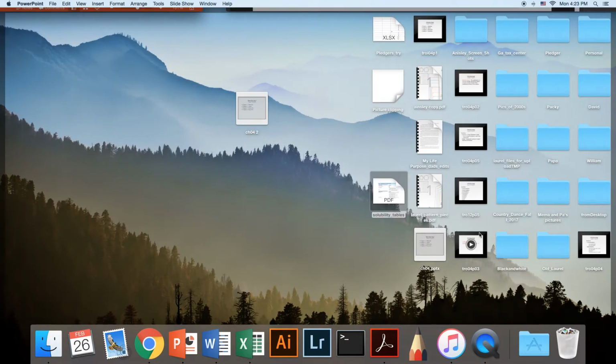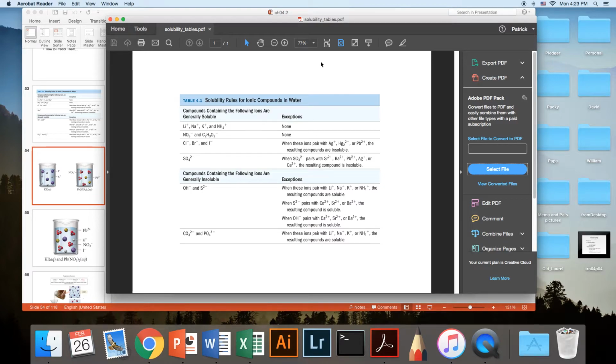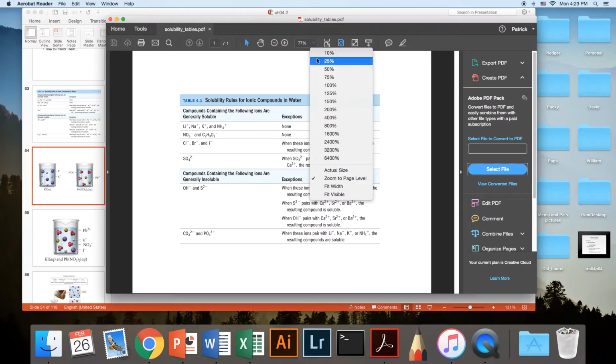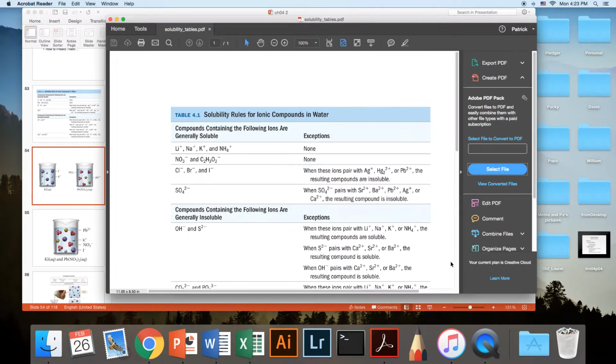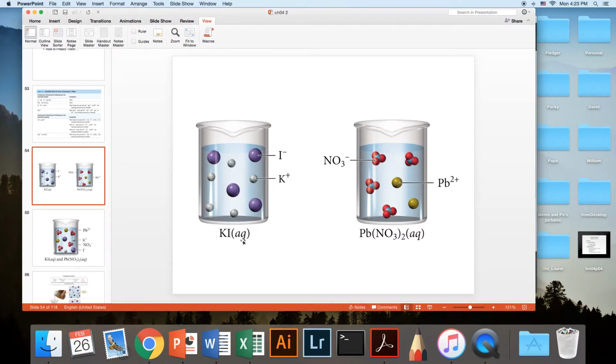Look at this here. Potassium iodide is soluble in water because, can you see this? Because potassium is here, and there are no exceptions. So potassium iodide is generally soluble with no exceptions. So potassium iodide is soluble in water. We also know that because it says aqueous. What about lead nitrate? Lead(II) nitrate. Is that soluble in water?